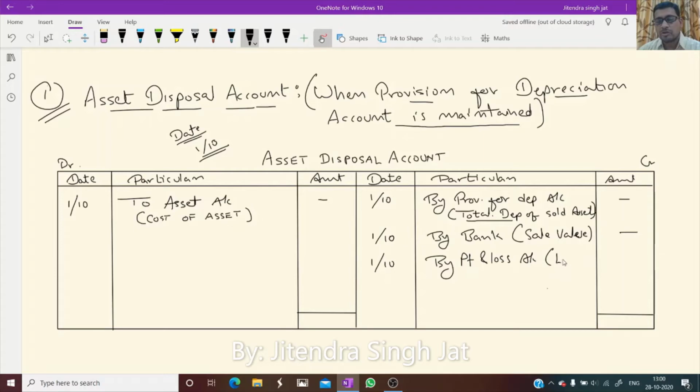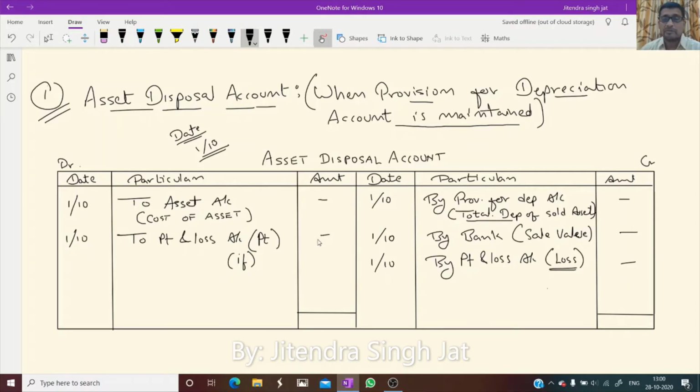That is if there is a loss on sale of asset, but what if there is a profit on sale of asset? If there is a profit on sale of asset, then it will be recorded on the debit side under the account to profit and loss account. This is profit on sale of asset, or you can say gain. If there is a profit, then it will come on the debit side. If there is a loss, then it will come on the credit side. Is there any difficulty? It is very simple to prepare asset disposal account.